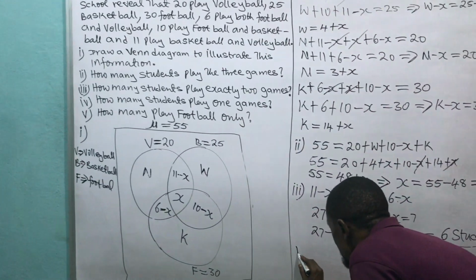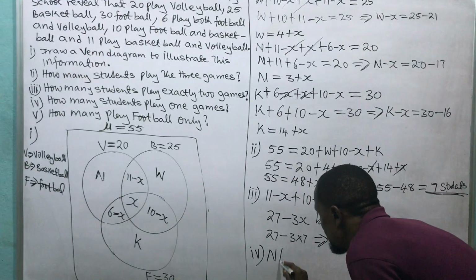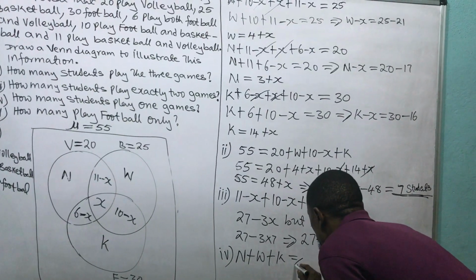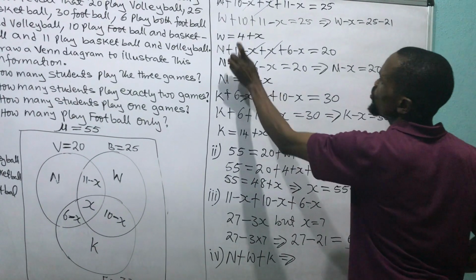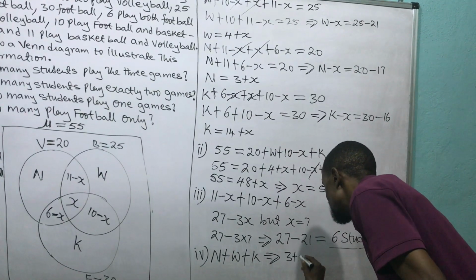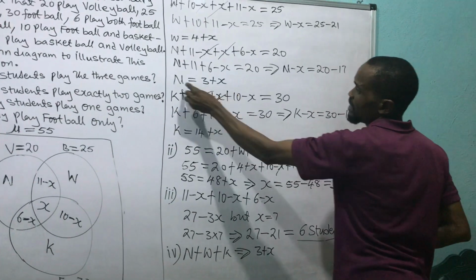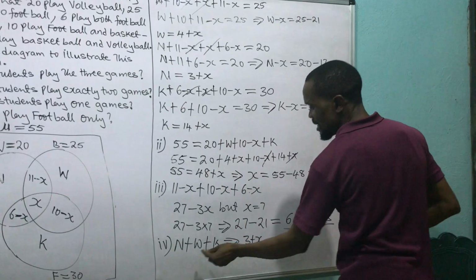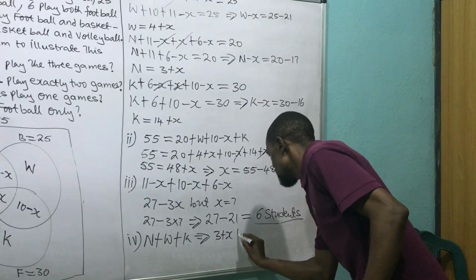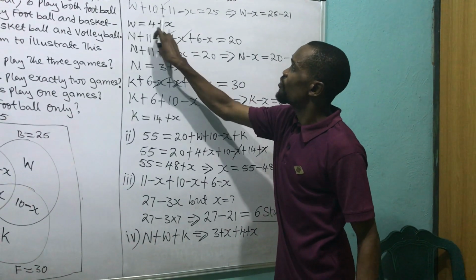IV. Come down over here. I have my N, which plays 1 game, then W, which plays 1 game, and K, which plays 1 game. I know my N is 3 plus x. Look at it: N is equal to 3 plus x. That means I can use 3 plus x to replace my N here. And W is 4 plus x. Look at it over here, my W is 4 plus x.